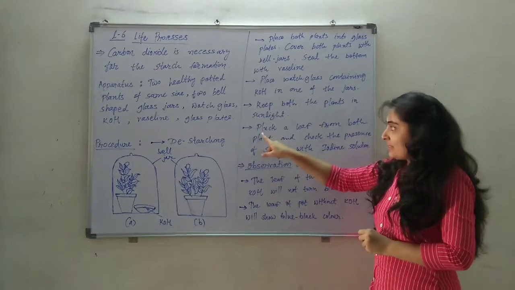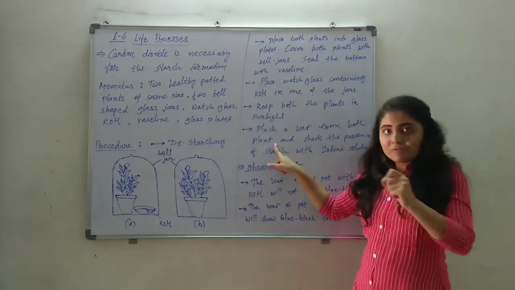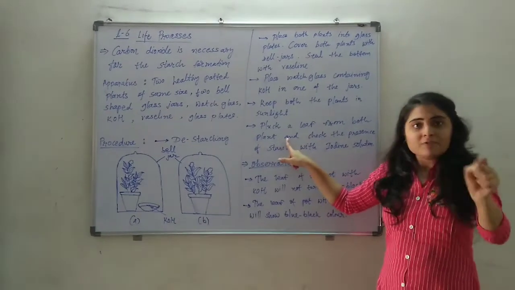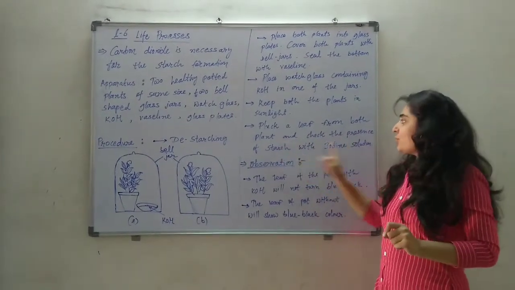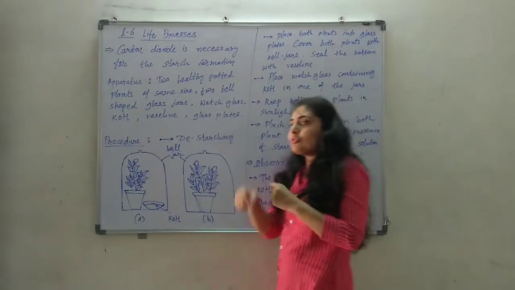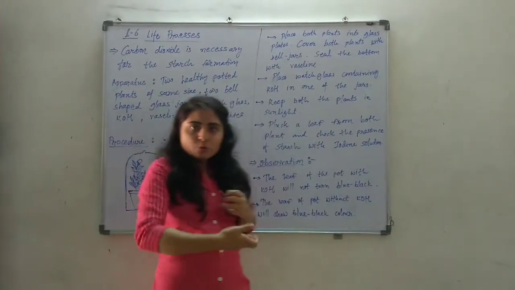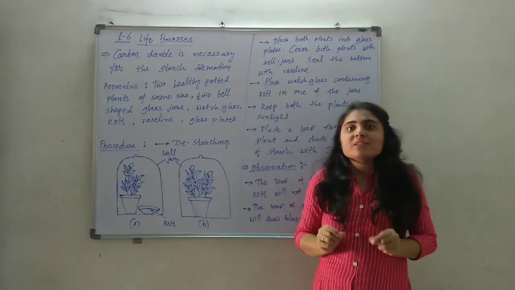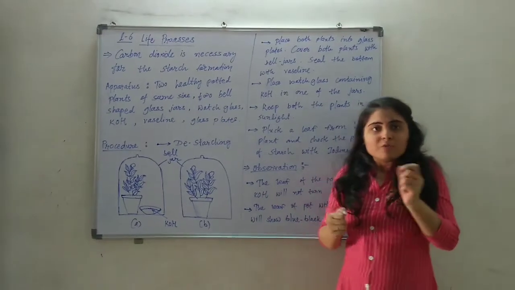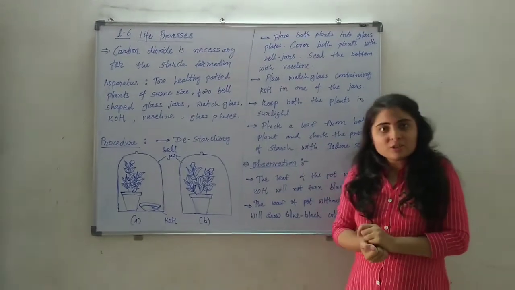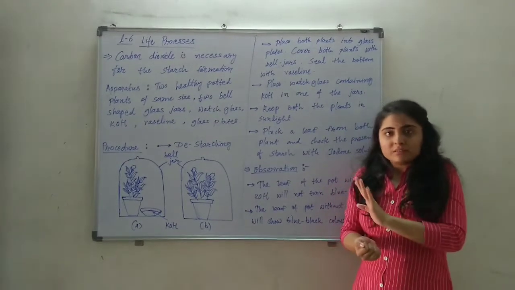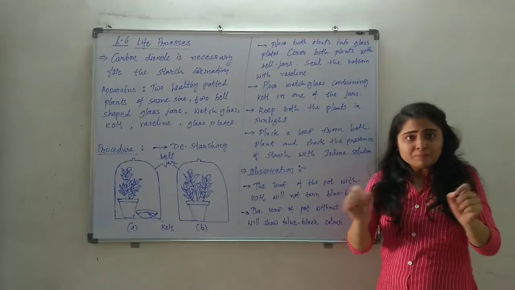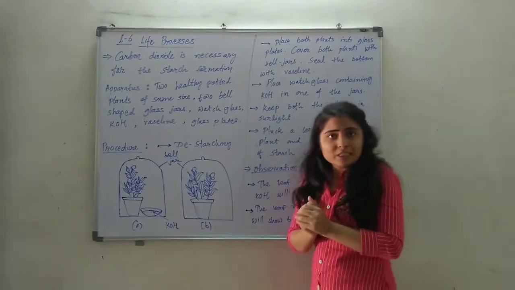Next step, pluck a leaf from both plants after the photosynthesis process has occurred, and check for the presence of starch with iodine solution. If the photosynthesis process has occurred, it will form glucose, and glucose will ultimately form starch. So if we check for starch with iodine solution and the color of the leaf changes, the starch is there. If the color change is not there, starch is not there. So what do we observe in both leaves?